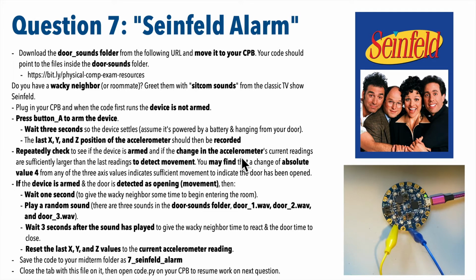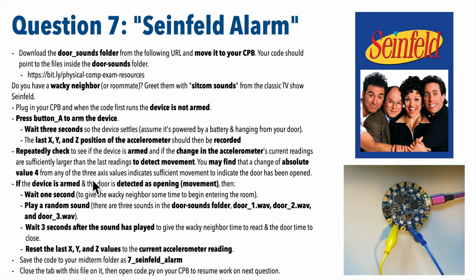And if it detects that there is sufficient movement, then I suggest taking a look at the absolute value of 4 in terms of the change of any of the initial values that you had. If that had occurred, then that's a good sign that you've moved rather significantly, that the door may have opened. And it really doesn't matter which position it was in if you go off, if you change by an absolute value of 4 in any of the 3 values, the X value, Y value, or Z value.